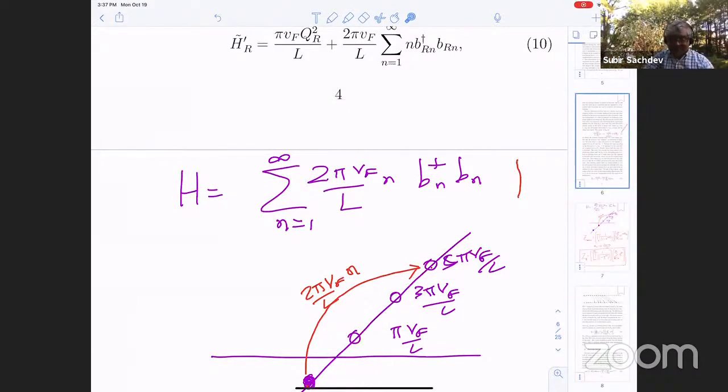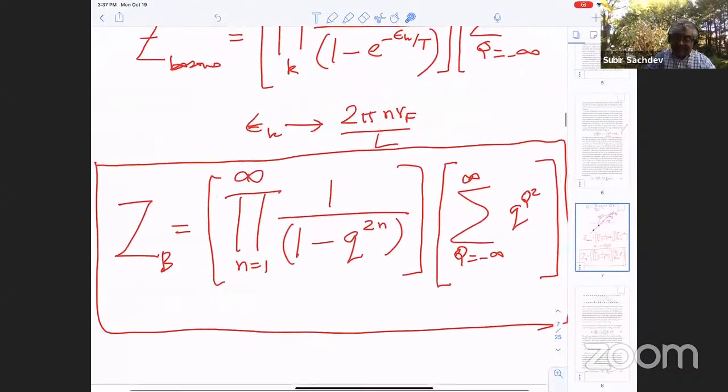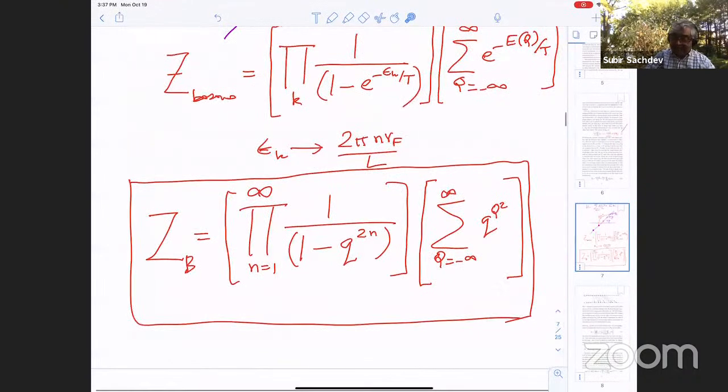All right. And similarly for left movers, you'll have another set of bosons. All right, is everyone happy with that? So that's, as I said, quite a surprising statement. But it's a statement that only holds for linear dispersion and also when you have an infinite dispersion.